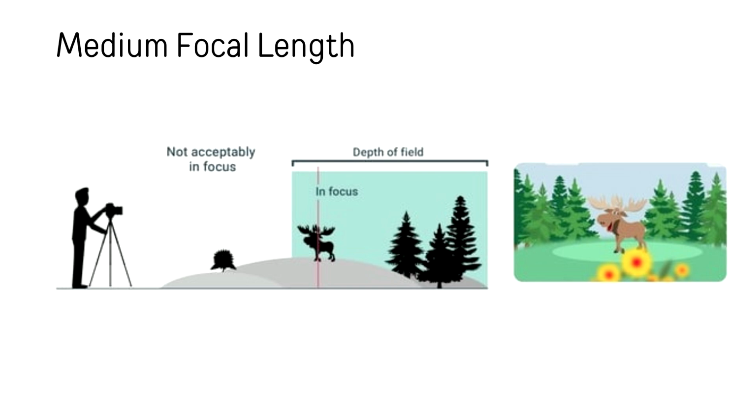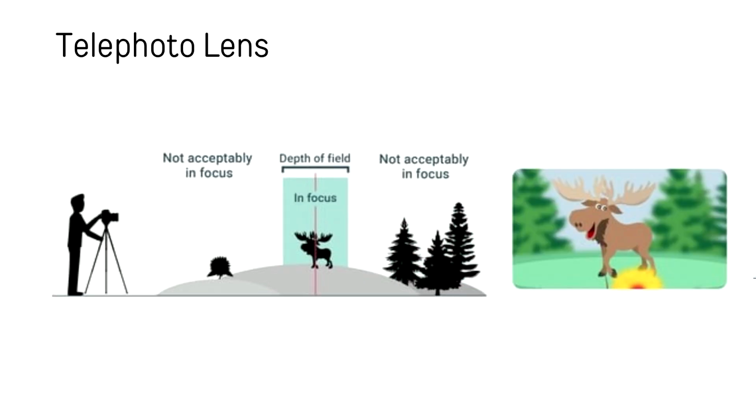Medium lenses have moderate focal length, with focal length around 50 millimeters. Standard lenses provide a field of view that closely resembles human vision. They produce natural-looking images without distortion, making them versatile for various types of shots, including portraits and general shots.